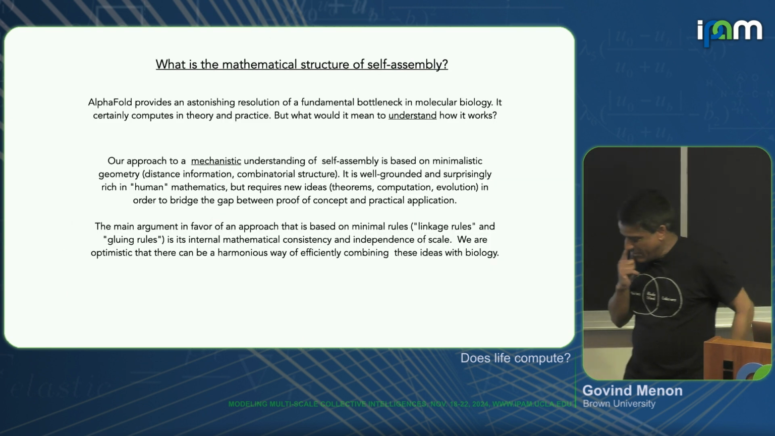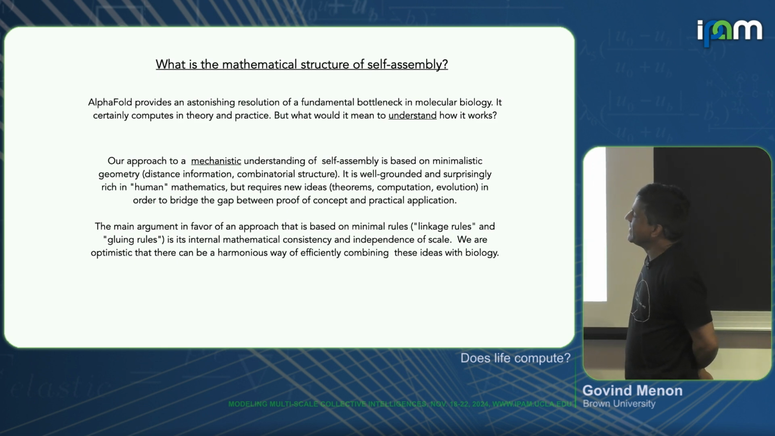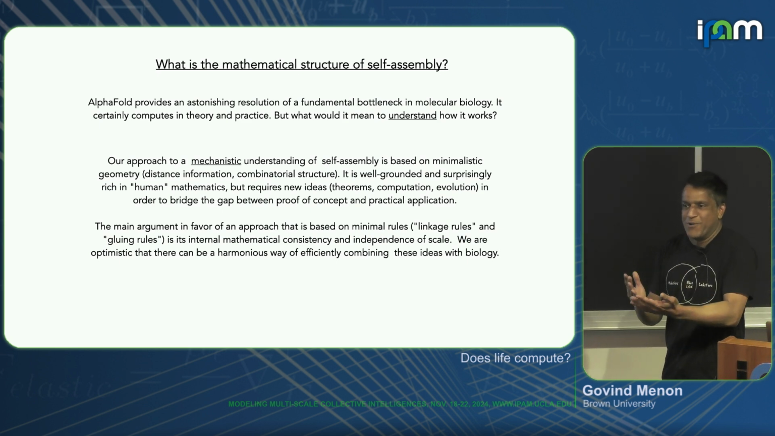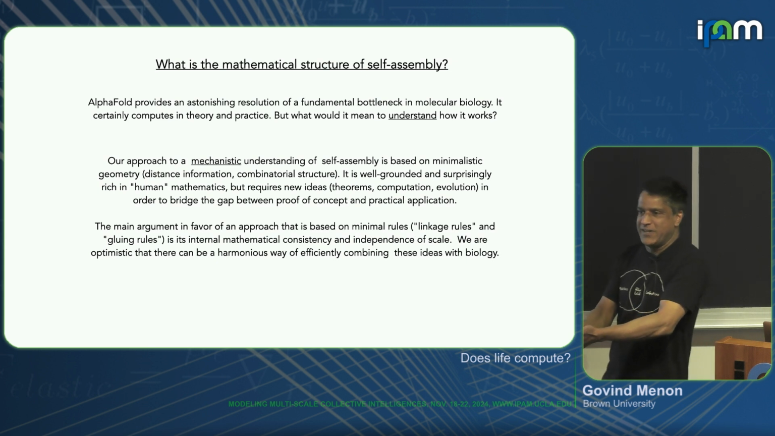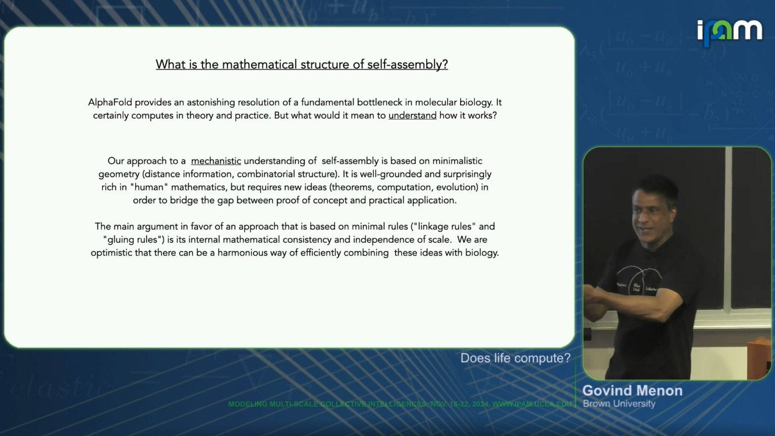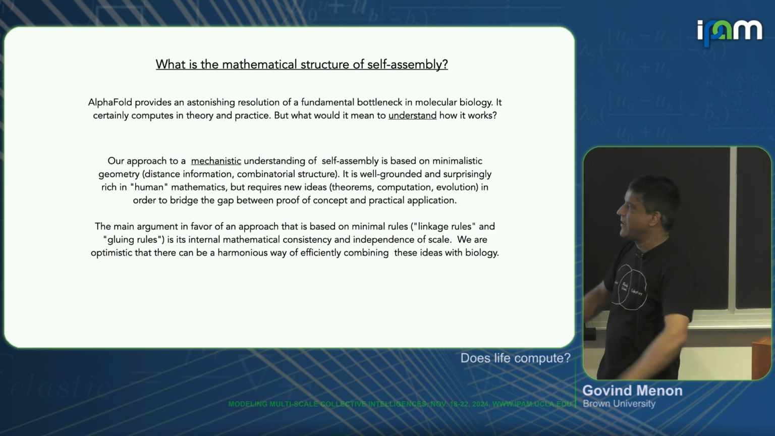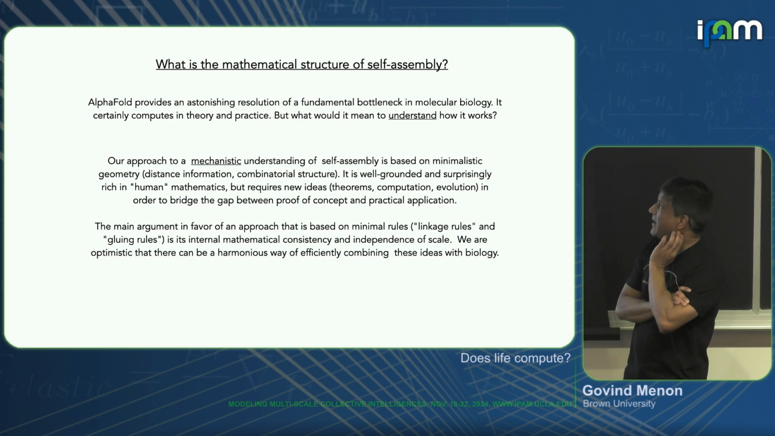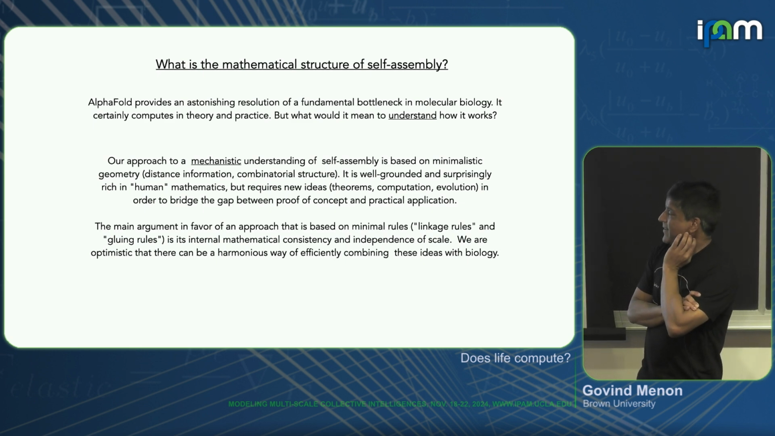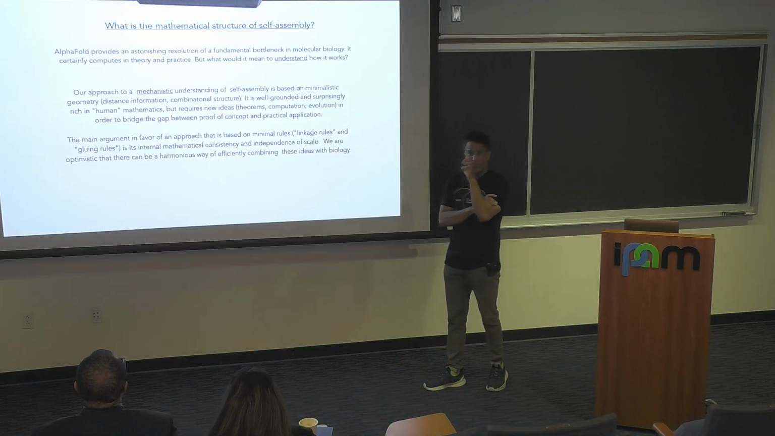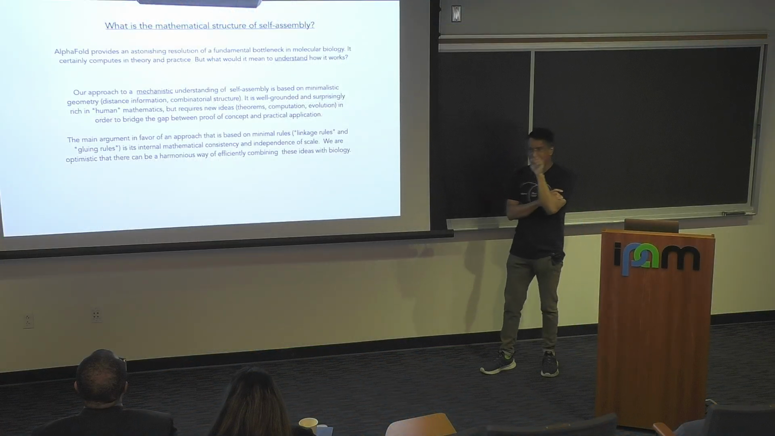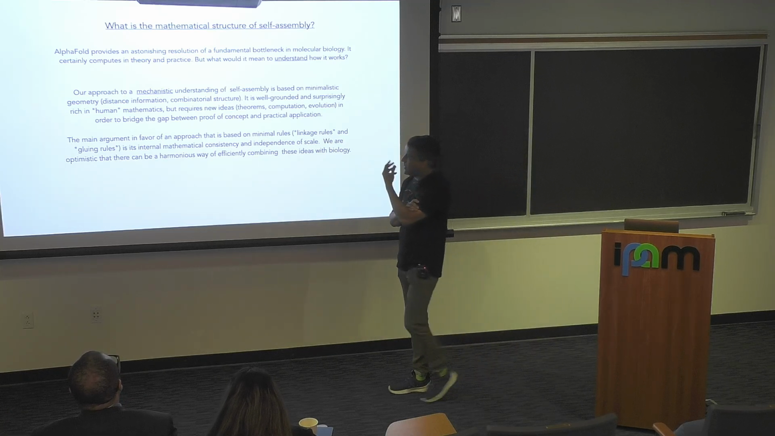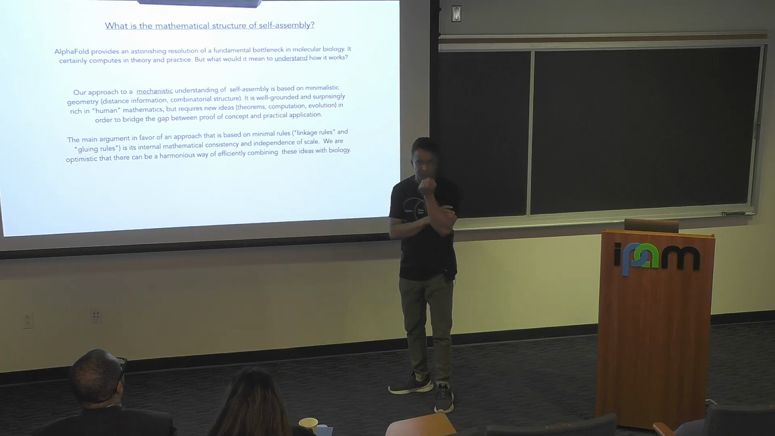So when I say, does life compute? What I'm really focusing on is this one specific problem. I give you a sequence, you tell me the shape. Well, clearly this is what AlphaFold does, right? It's a computation in every sense of the word. And it provides an astonishing resolution of a fundamental bottleneck in molecular biology. So the question I'm really asking is, what would it mean to understand how it works? We've got this amazing enabling tool. How do we understand it from within? And so what I'm giving you is a way of how mathematicians think about it.